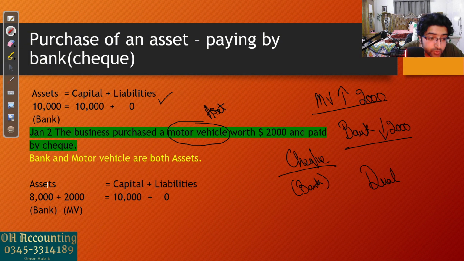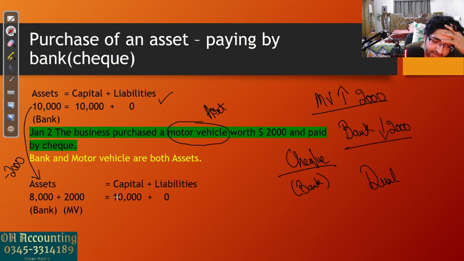I have reduced bank to 8,000 from 10,000, as you can see, because we have paid 2,000 to buy the motor vehicle. And then there was no motor vehicle in the business. Now we have a motor vehicle. So on the asset side, I have included motor vehicle of 2,000 as well. Overall, the assets are still equal to 10,000, right? 8,000 plus 2,000, it is still 10,000, but we have traded one asset for another.